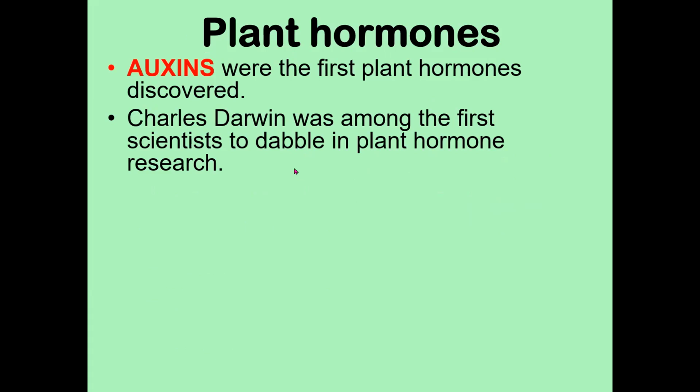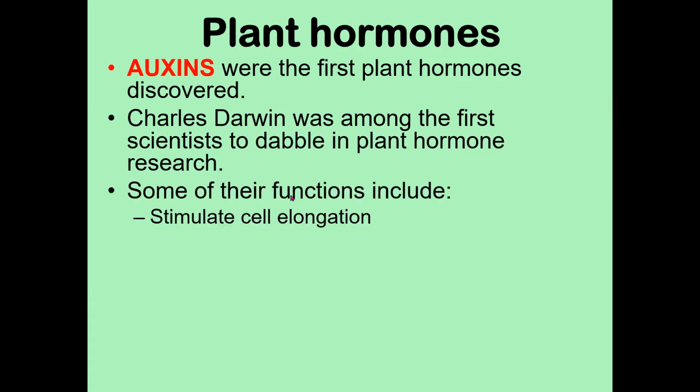Now, Charles Darwin was around in the mid-1800s, and he had a wonderful brain. He just kept thinking about living things in different ways. So what do auxins do? They stimulate cell elongation. This is in plants.